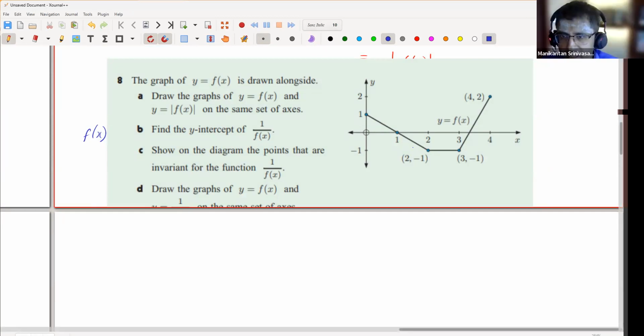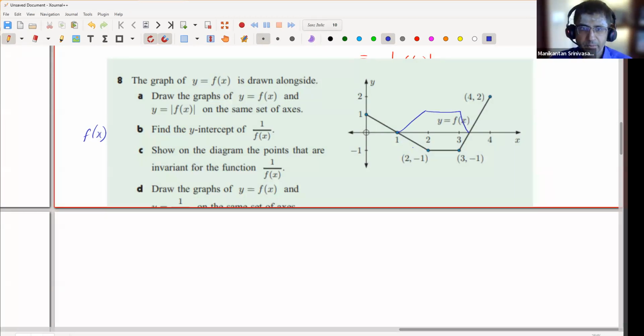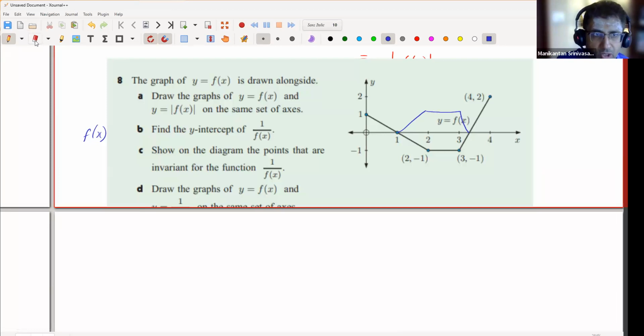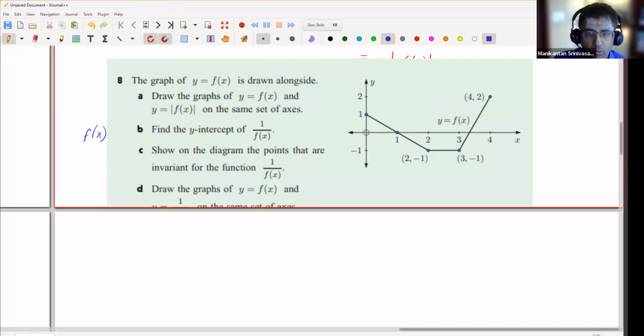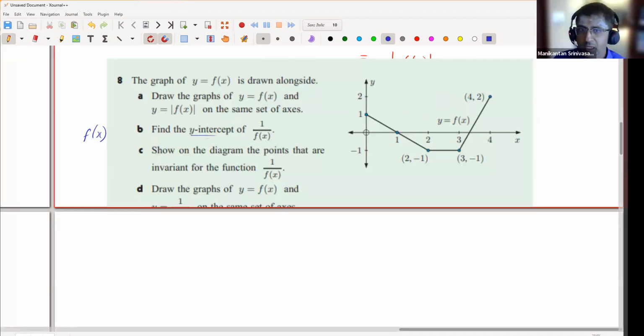So this portion will just translate up like this, and then what is already up will stay up. So that's easy. Find the intercept of 1 over f of x. So what is intercept? Intercept is where it cuts the x-axis, where it cuts the y-axis. So he says find the y-intercept. Sorry, I didn't read the word y. Y-intercept means what in general? Forget about anything. Y-intercept means when x is 0, what is the value?